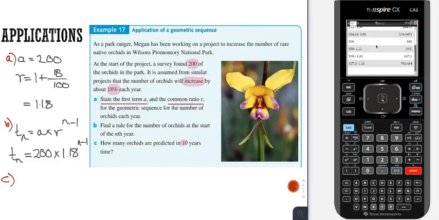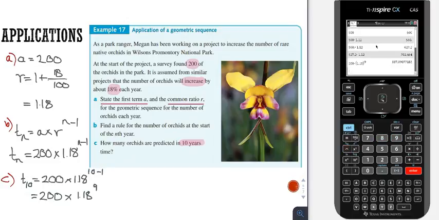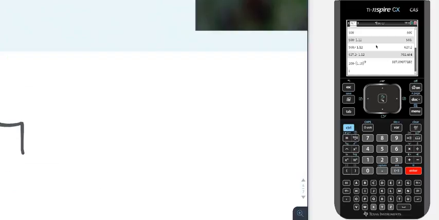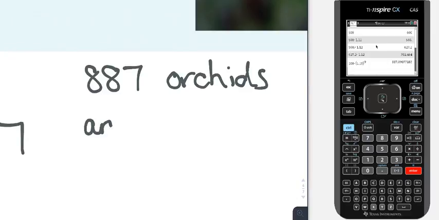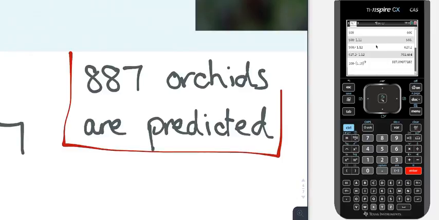Part C, how many orchids are predicted in 10 years' time? So using our general rule, where n is equal to 10, we can actually solve this. So 200 times 1.18 to the power of 9. That's something I'd put into my calculator. And when it's in my calculator, I get out a result of approximately 887, which, as this is a scenario, I'd have to write in words. So it's predicted that 887 orchids would be found or alive in 10 years' time.